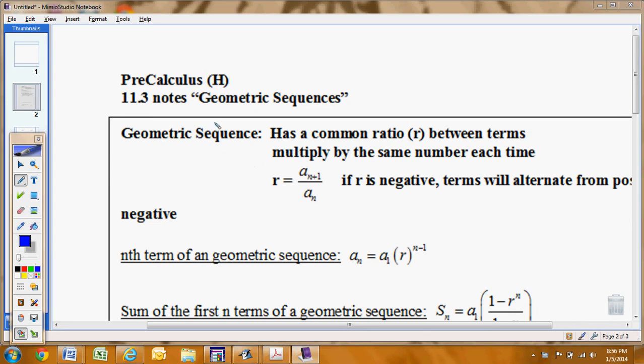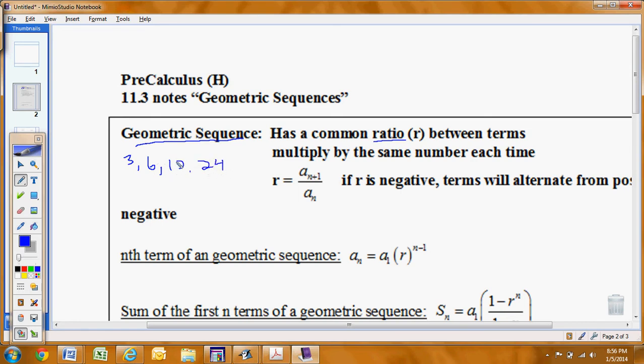All right, geometric sequence. The only difference between a geometric sequence and an arithmetic sequence, which we already covered, is that it has a common ratio. Now this is all fancy stuff, but it pretty much means that to get from one term to the next term, you're going to be multiplying by the same number each time instead of adding something each time. So an example of a geometric sequence would be, we'll start with 3, and then we have 6, and then we have 12, and then we have 24.